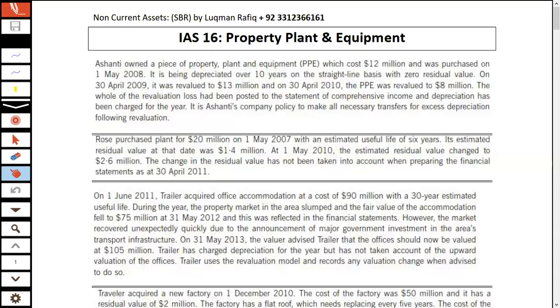Okay, so let's start, and we are going to start off discussing first of all the various examination questions pertaining to IAS 16 property plant equipment.